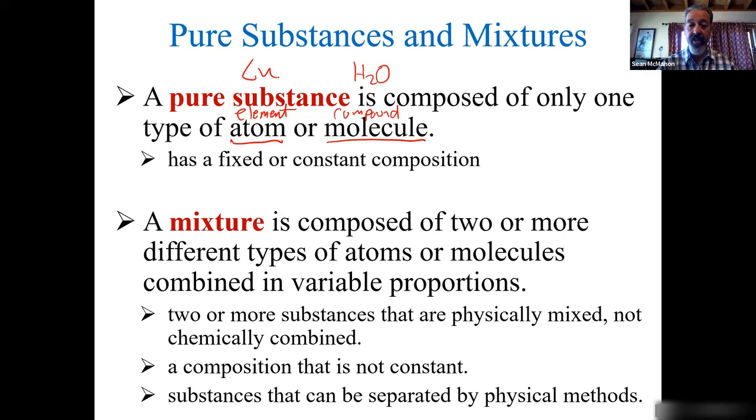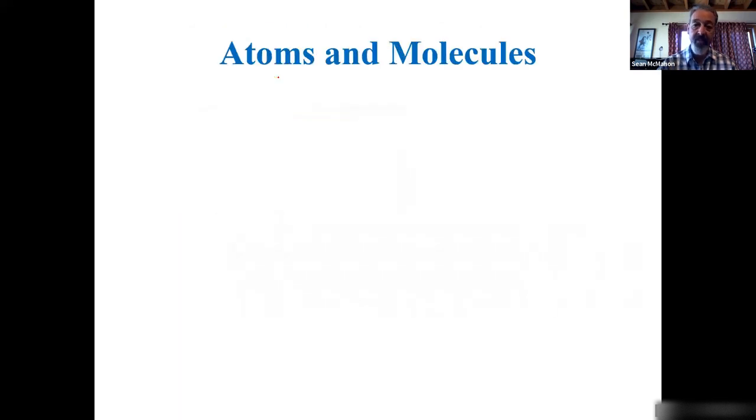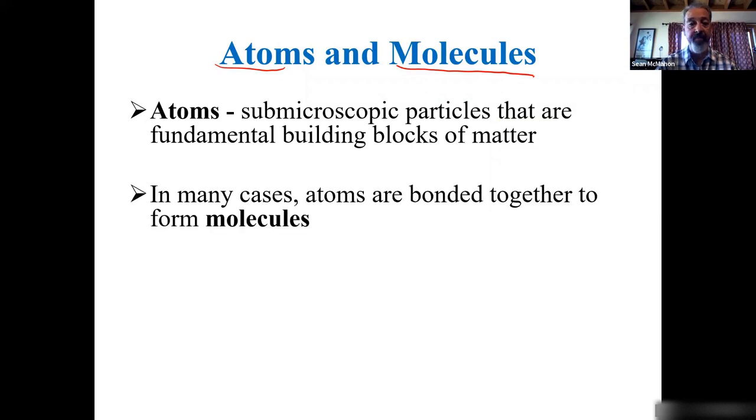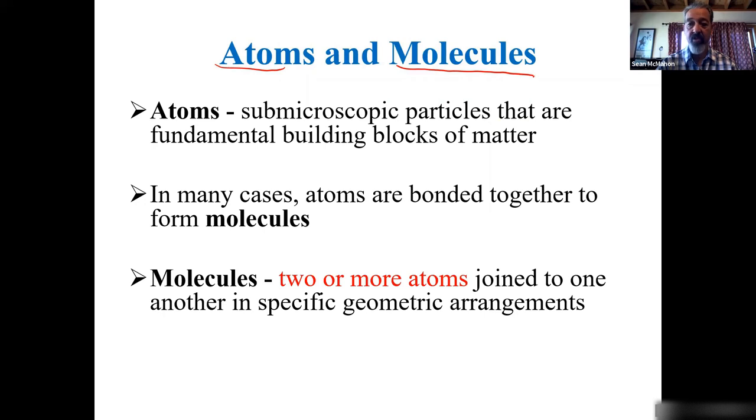And the other thing about a mixture is I can actually separate it by physical means. I'll get more into that later when we talk about physical and chemical changes, but I can separate them by physical methods. What do I mean by that? Well, I'll get to that in a moment. Let's focus more on the pure substances, elements and compounds, and their singular atoms and molecules. Atoms are the particles that are the building blocks of all matter. In many cases, the atoms are going to bind together to form molecules, like in the case of H2O. Molecules are two or more atoms joined in a certain shape.